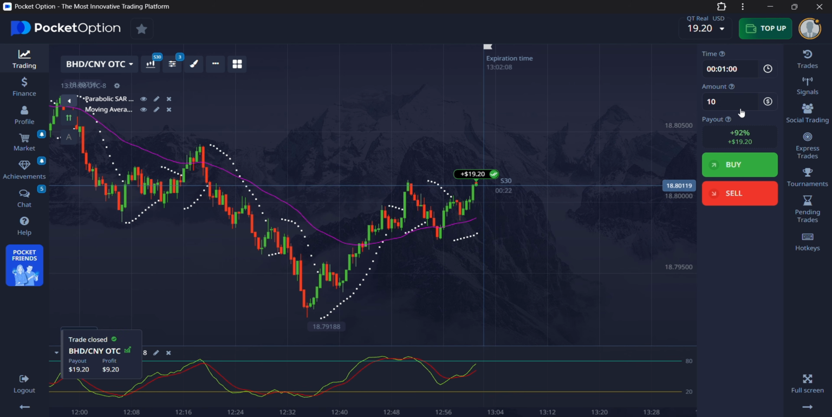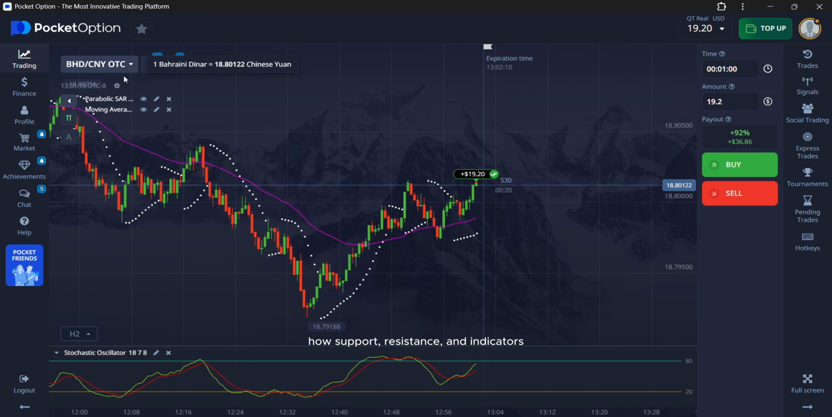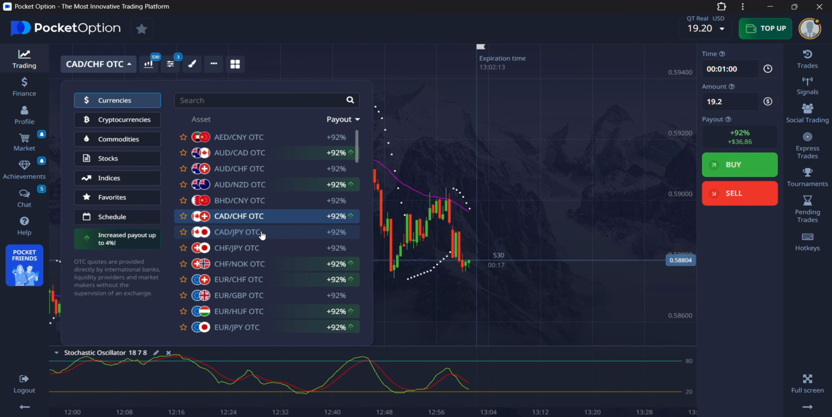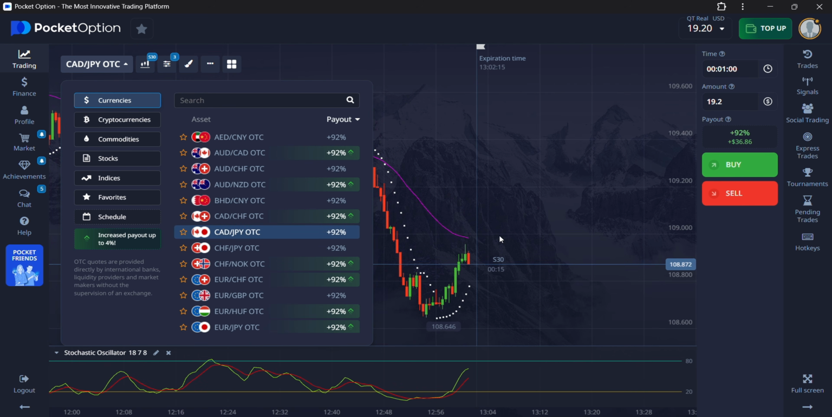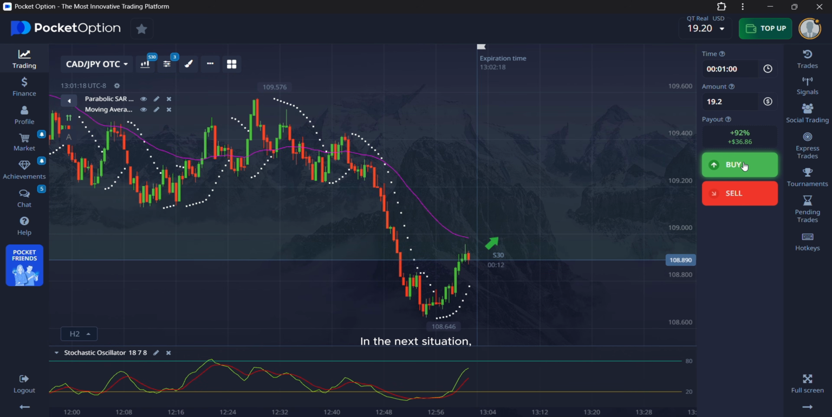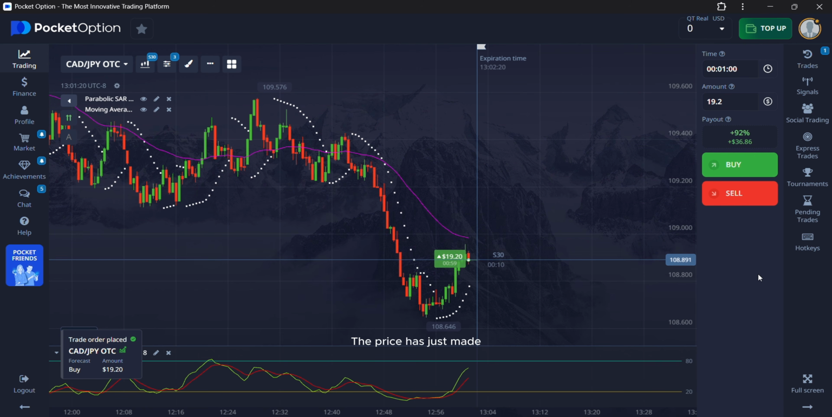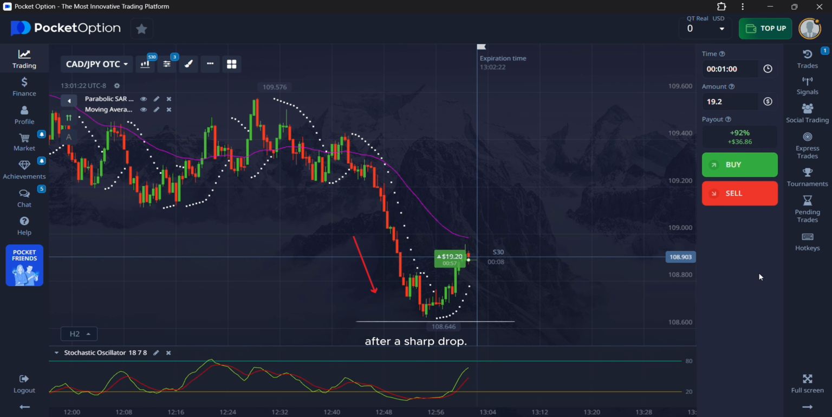And here's the result: how support, resistance, and indicators boost trading success. In this situation, I'm spotting a clear signal. The price has just made a strong bullish reversal after a sharp drop. The parabolic SAR has flipped. The dots have already formed below the candles, and so far, not a single dot has appeared above. The stochastic confirms this. Both lines have crossed and are rising sharply from the oversold zone. That's a solid reason to enter a long position.